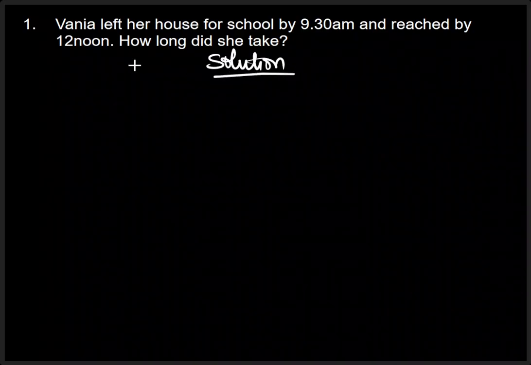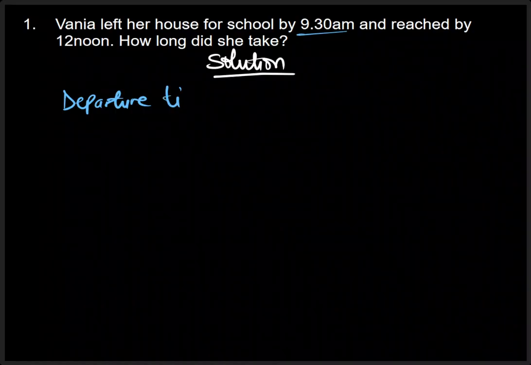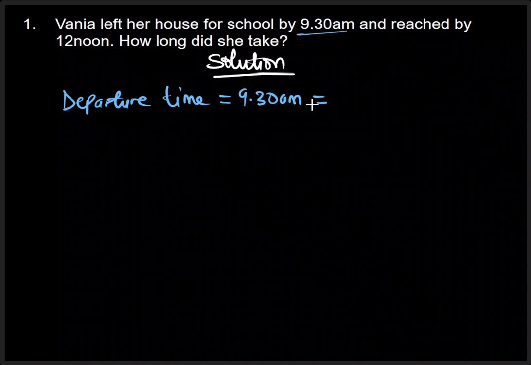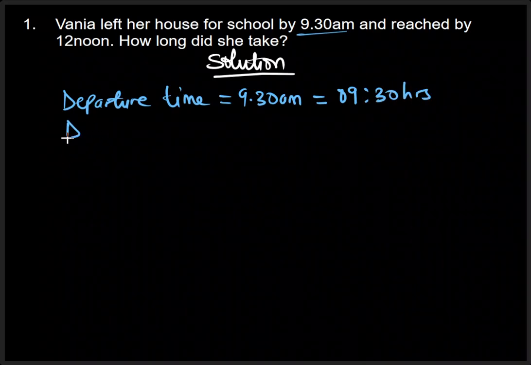Right, so let's look at this. Venia left her house by 9:30 a.m. So that's leaving the house, that's departure time. Departure time will be equal to 9:30 a.m. So we have to put this in 24-hour clock system. That will give us 0930 hours. All right, and reached by 12 noon. That will be our destination time.